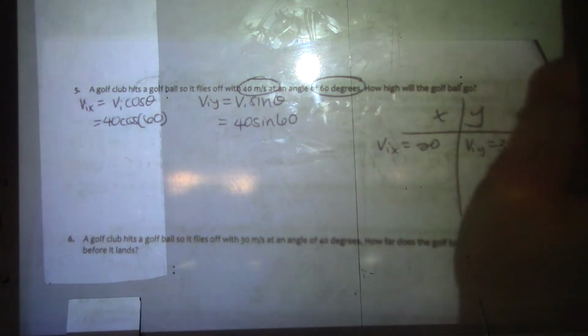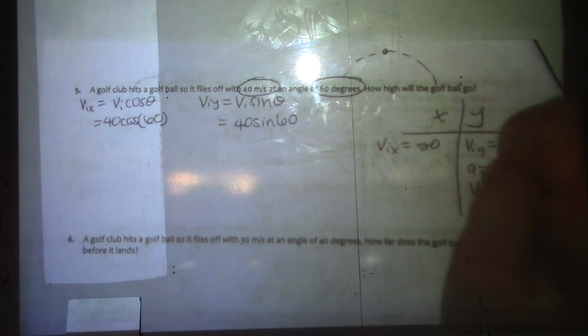VIX is 20, and VIY is 34.64, and the acceleration is negative 9.8. For something going up in the air, we know the y velocity is going to be 0 at the top. That's not at the beginning, so that would be VF is 0. First things first, I'm going to find the time.